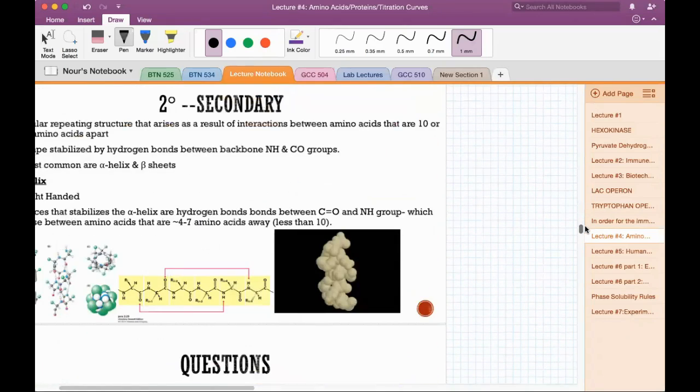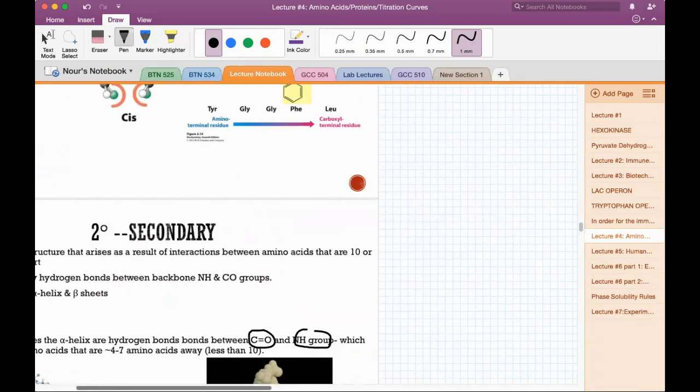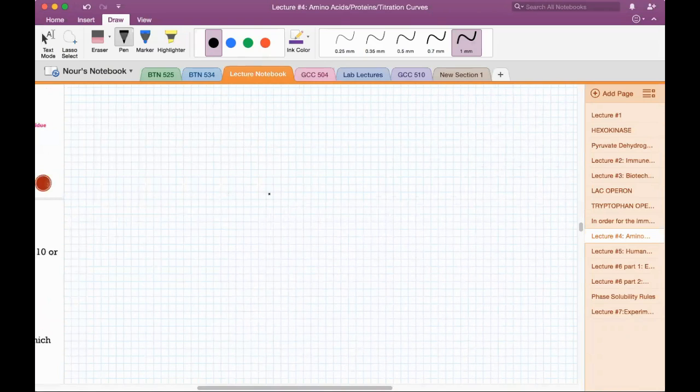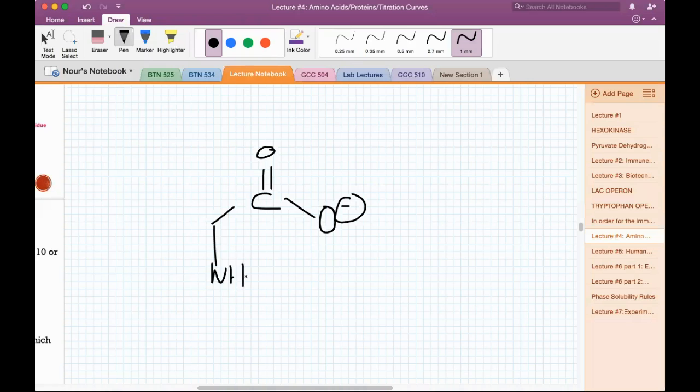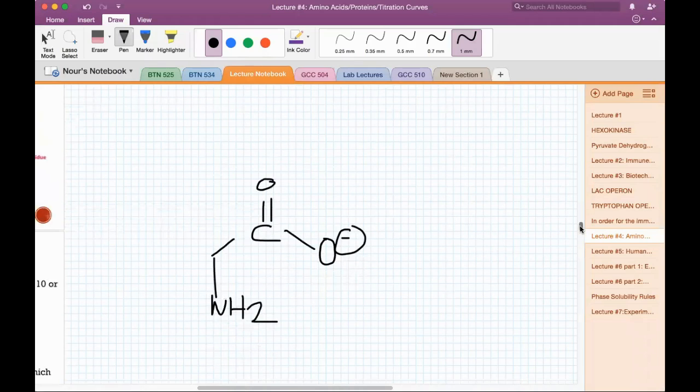Secondary structure is a little more complicated. It's basically the hydrogen bonds between the C double bond O and the NH group in an amino acid between the backbone of amino acids. So you have this group in the amino acid generally, right? And then CO. Wait, what am I doing? For example, and then there might be another amino acid, right?